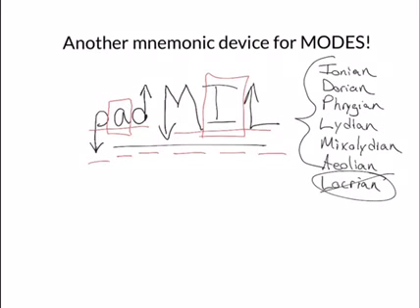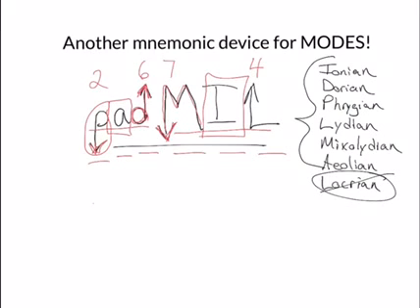So Phrygian here is like Aeolian, but it has a lowered second scale degree. And Dorian is like Aeolian, but it has a raised sixth scale degree. Meanwhile, Mixolydian is like Ionian, but with a lowered seventh scale degree. I'm going to write that there. And Lydian is like Ionian, but with a raised fourth scale degree.